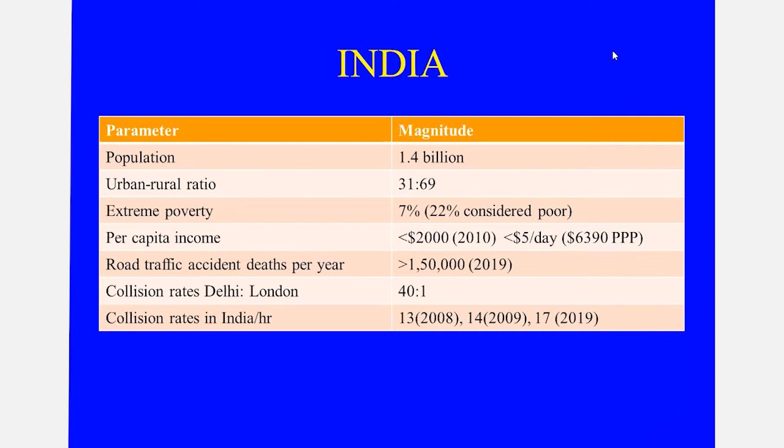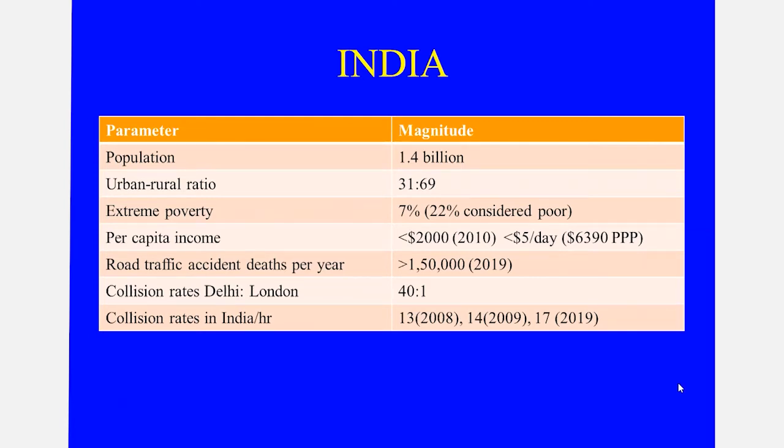We have a population of 1.4 billion, an urban-rural ratio about 30 to 70, and 7% of our population is extremely poor, though 22% are poor, but perhaps not as poor as the other 7%. The per capita income nominal in 2010 was about 2,000 rupees, which is less than $5 a day. But right now you can say it's about 6,390 with purchasing power parity, which is about 3 times higher.